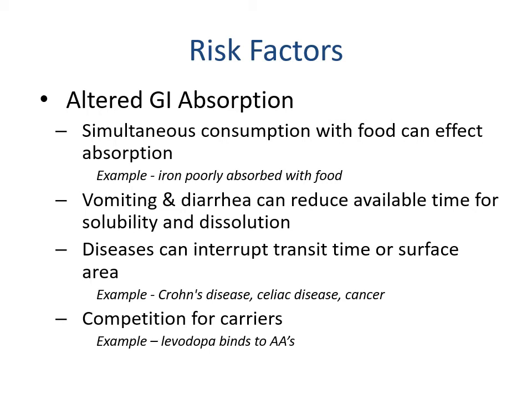Now, diseases can interrupt the transit time or surface area. So, for example, Crohn's disease, celiac disease, and cancer. If there's actually a change to the structure of the GI tract, this will affect where and how much of the drug can be absorbed. Or there can be a competition for carriers. So, for example, levodopa binds to amino acids, which again then decreases the amount of levodopa absorbed.